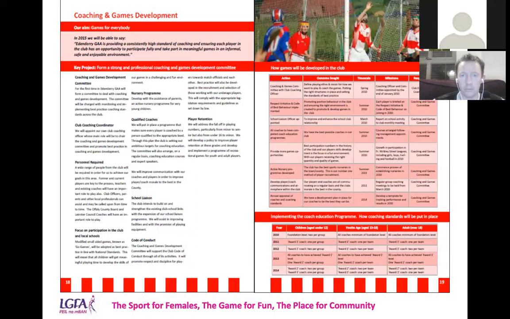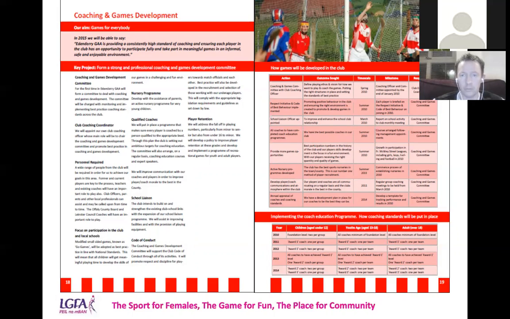So as part of that aim, they were going to start a coaching and games development committee. They were going to appoint a club coaching coordinator. So that was just somebody who was going to take a role on to make sure that the coaches knew what team they were with, knew what they were doing, had their qualifications, had any other upskilling or training they needed. So that was going to be their role. They're going to look at the personnel required, so who they needed to recruit to be coaches. Did they need more coaches? Did they need fewer coaches? What kind of quality coaches they needed?